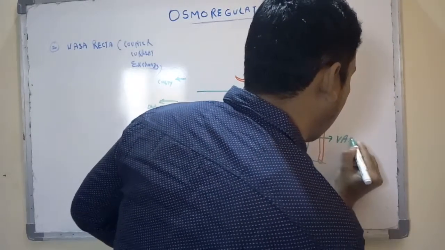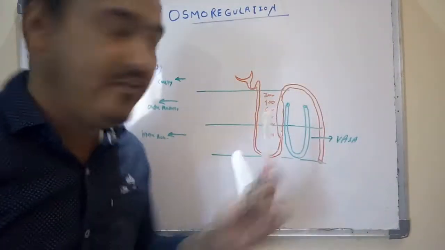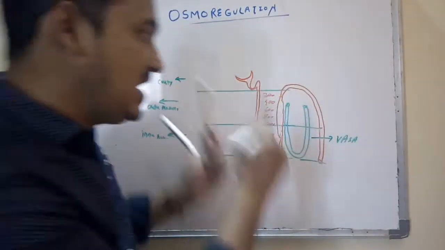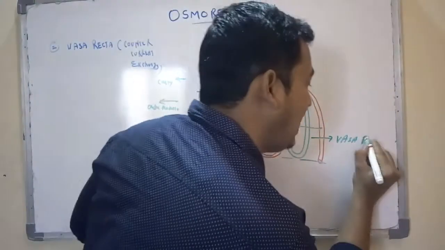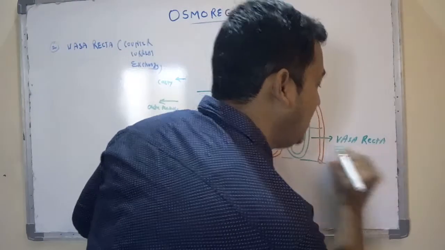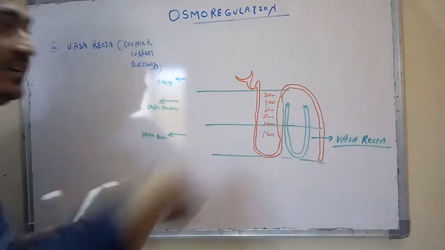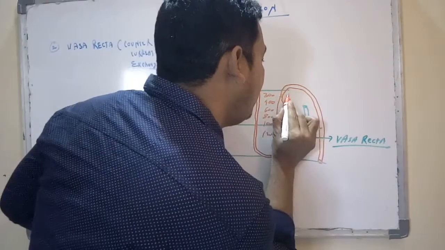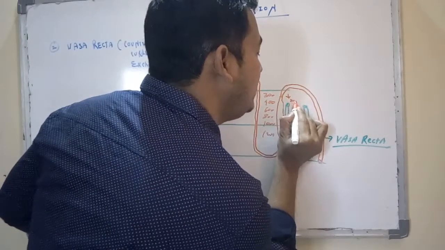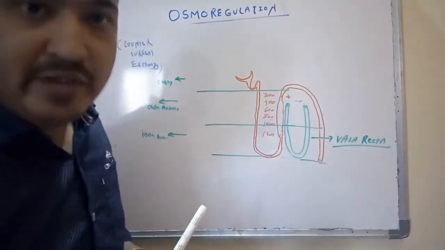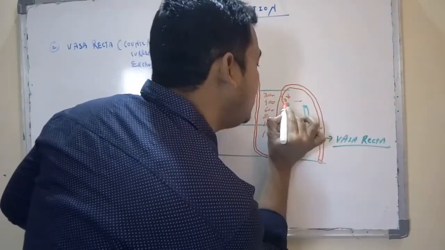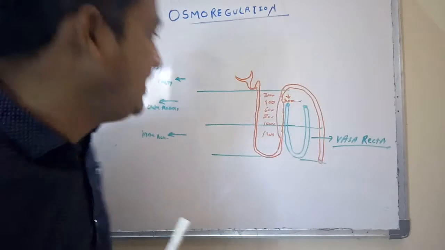This capillary loop, which is parallel to the loop of Henle as well as to the collecting duct, is called Vasa Recta. Vasa means made up of vessel, recta means network. The network which is made up of vessels, that is the capillary loop, Vasa Recta. Now blood enters this Vasa Recta with the osmolarity of what? 300 milliosmol per liter.